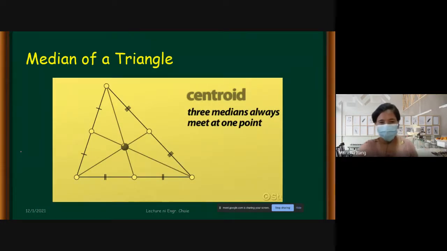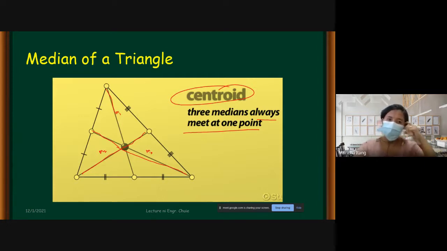Okay, so I mentioned this one. Our target for this lecture is the median and the altitude only. For the median, again, the three medians always meet at one point. So if this is one median of the triangle, this is median one, this is median two. This line here is the second median, and this line here is the third median. So that is M3. Take note that the median is measured from the vertex.